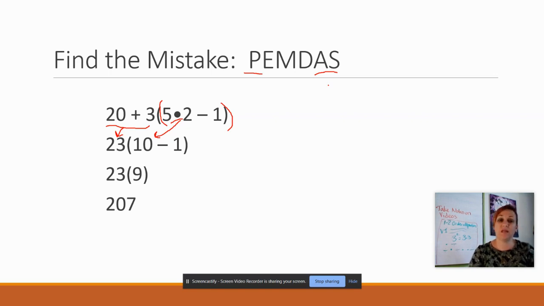So that's where the mistake happened. The mistake happened when they wrote this number 23. That number 23 should still be a 20 plus 3. And so we would circle the number 23 because that should not be there. And we would write something about like they did adding first when adding is supposed to be done last. And that's the mistake that they made. So this is how you find your mistake.